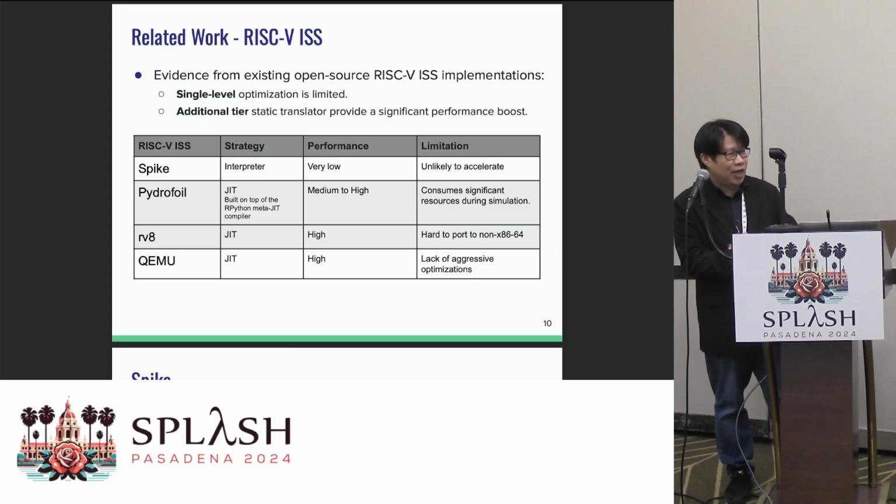RV8 was an excellent implementation. However, it is now unmaintained, meaning that it's not suitable at the moment. QEMU is the most famous implementation for system and instruction set architecture simulation. It's very excellent in performance. However, it lacks aggressive optimization.